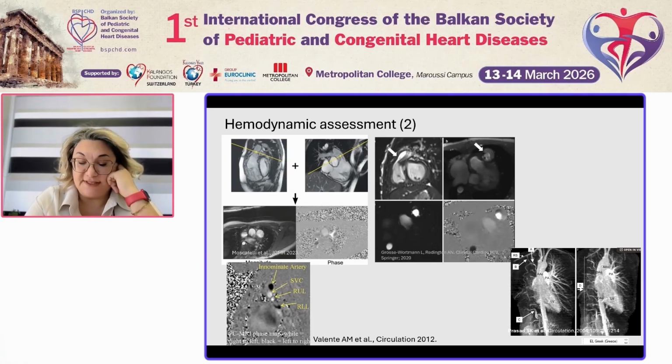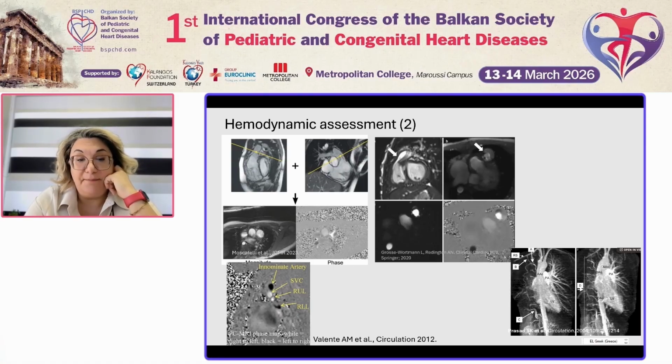With through-plane phase contrast imaging positioned perpendicular to the pulmonary valve, we calculate the regurgitant fraction by integrating forward and reverse flow throughout the cardiac cycle. Secondly, we can implement phase contrast imaging in the branch pulmonary arteries, allowing us to assess differential pulmonary flow. Normally, we expect roughly a 55 to 45% distribution between the right and left lungs. Marked asymmetry suggests branch pulmonary stenosis and has important implications for intervention.